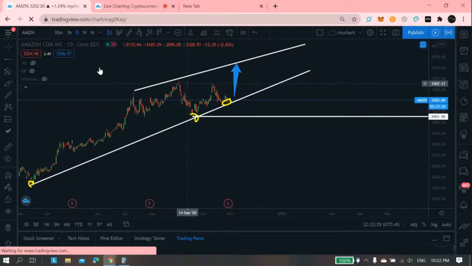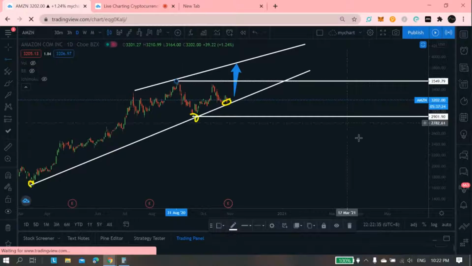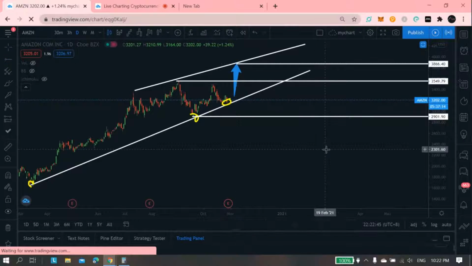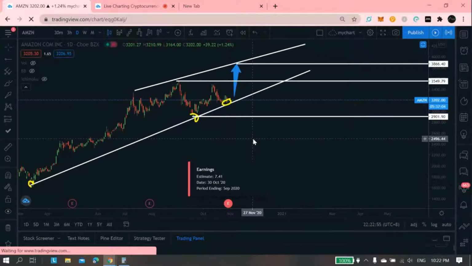Else, the resistance I'm looking at is of course to retest this previous resistance of around the 3,549 area. And if it breaks this area, possibly the target is around 3,800. So I think that's it. It really depends on the earnings tomorrow.